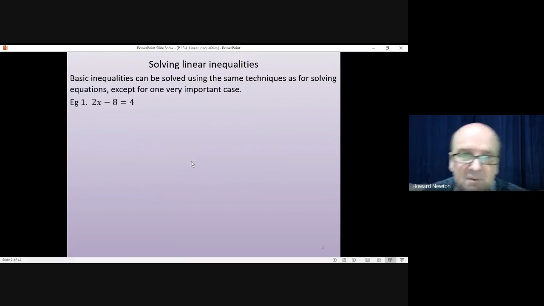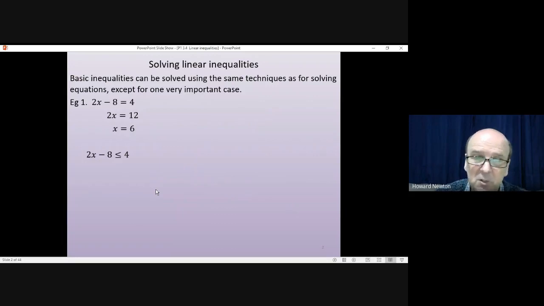So for example, if you had a simple linear equation, 2x minus 8 equals 4, you'd add 8 to both sides and get 2x is 12. Dividing by 2 would give you x equals 6. If you have the inequality that looks a lot more complicated, it isn't. You just use exactly the same method. Add 8 to both sides, you get 2x is less than or equal to 12, divide by 2, and that is the answer. x is less than or equal to 6. So we use the same approach, the same techniques.